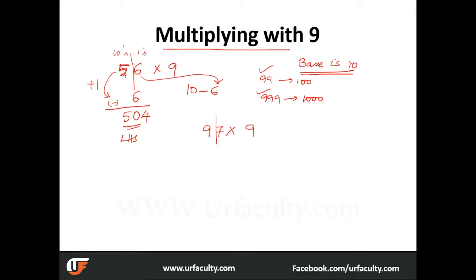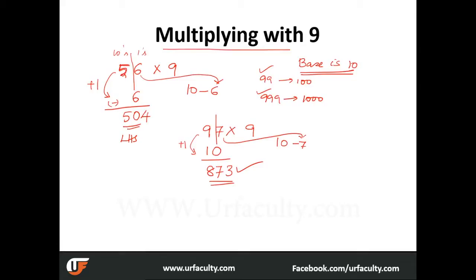So what is our first step? Our first step is to add 1 to the 9 in 97. So what do we get? We get 10. So we subtract this value and we get 87. So this is your left hand side. Now our base is what? 10, and we need to subtract 7 from it. And what do we get? We get 3. So what is the answer that you get when you multiply 97 by 9? You get 873, and you got it just like that, right?